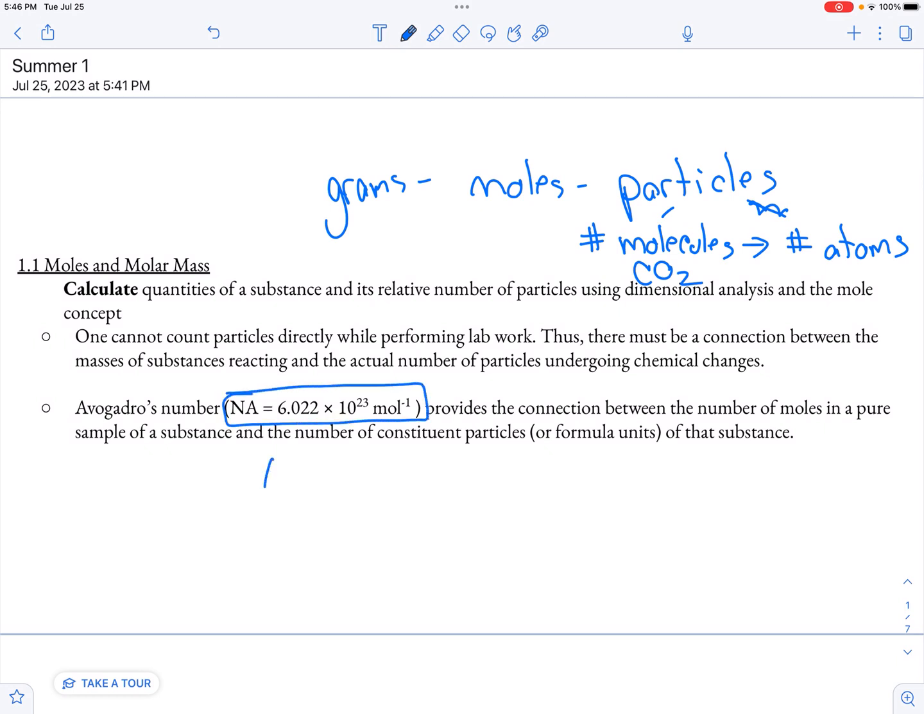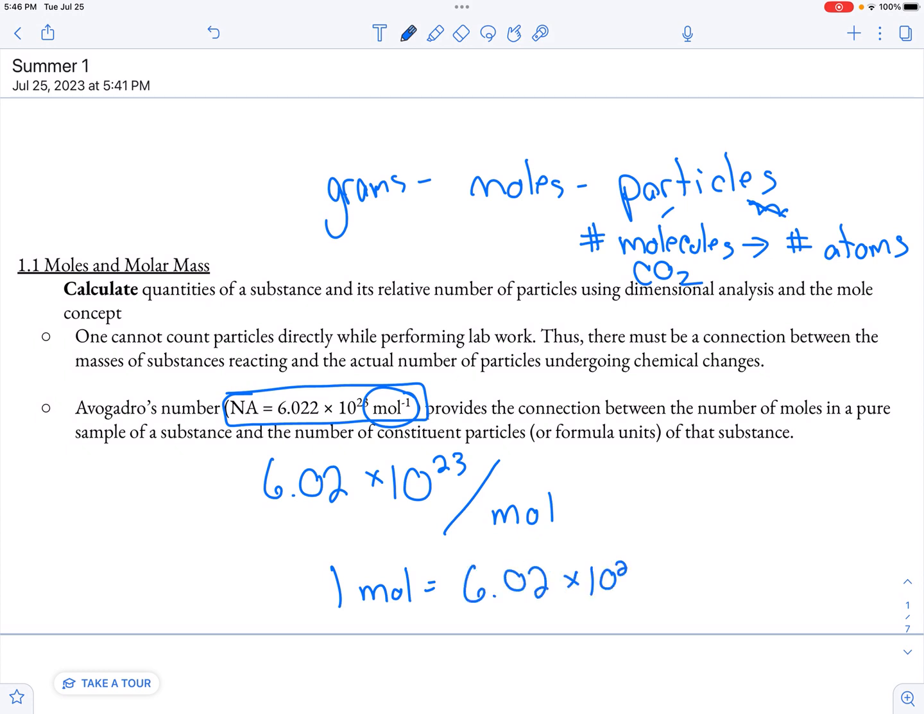You've seen this number before in first year chem, or I'm just going to start calling it JV Chem. We just used 6.02 times 10 to the 23rd. Now it's 6.022 times 10 to the 23rd, and you'll notice the unit moles to the -1. All that means is something per mole. So for every 1 mole, you have 6.02 times 10 to the 23rd something. That something could be molecules or atoms, usually molecules, or particles. Particles is our catch-all for individual units of atoms or molecules.